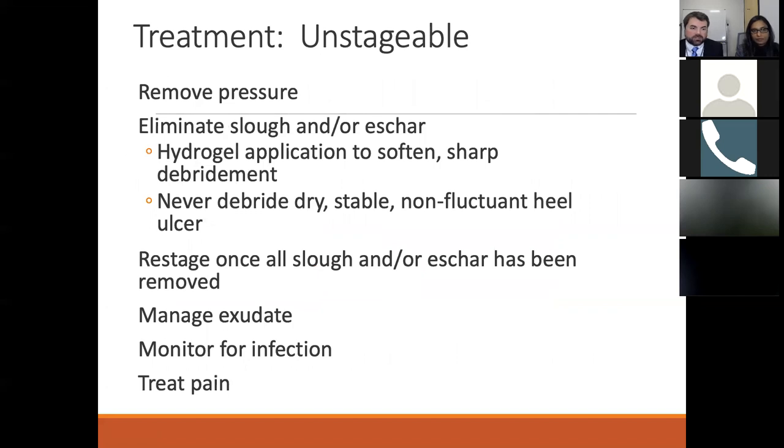So again, remove pressure. That's the theme. Eliminate slough and eschar. Restage once all the slough and the eschar, the scabbing, has been removed. Manage the exudate, monitor for infection, and treat the pain. Monitoring infection is harder than it sounds because you look at it, it's hard to tell if it's actually infected or not, but we'll talk more about that.